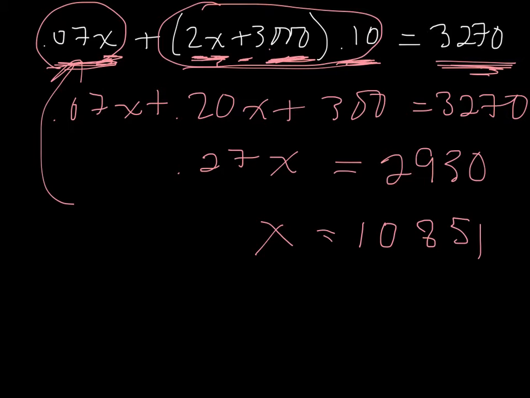Now, they want to know, though, how much was invested at 10%. So I have to plug this number in for x right there. So I'll times that by 2 and add 3,000, equals, so 24,703-ish. That's about how much that would have been invested at 10%.